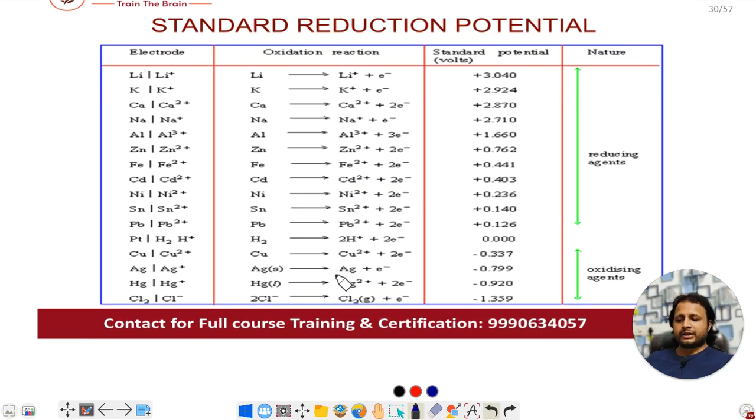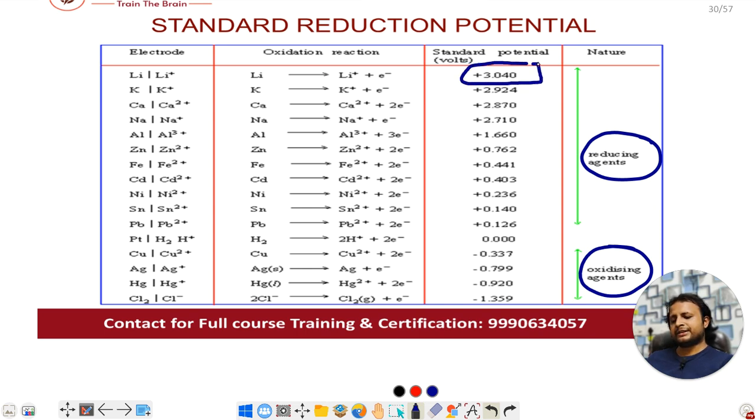Standard reduction potential: this side is for reducing agents and this side is for oxidizing agents. Why are we taking the lithium ion? Because the standard potential of the lithium ion is higher compared to all the others. The potassium ion is also there, whose standard potential is slightly less than the lithium ion, but higher than calcium.